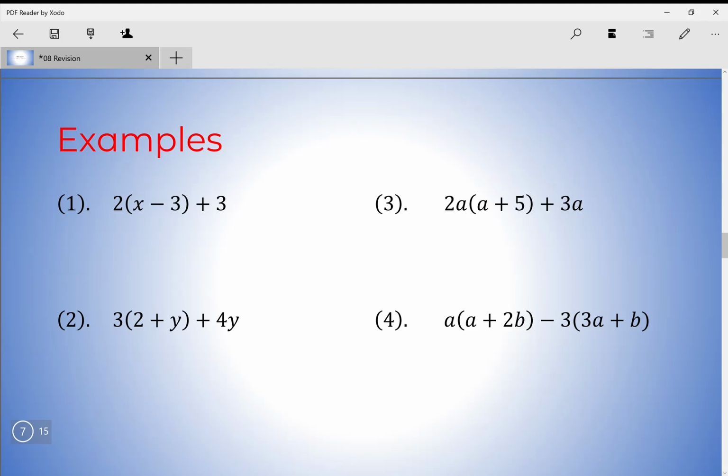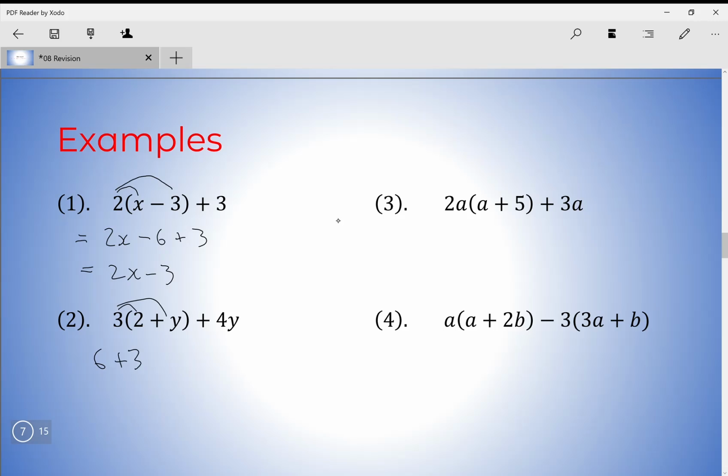Now, some examples of expanding brackets. Remember, when we're expanding brackets, we take what's in front of the brackets and we just multiply it in to both terms inside the brackets. So here we have 2 times x, 2 times minus 3 is minus 6, and we have this 3 just hanging out on the end here. So we simplify it, minus 3 plus 3 is minus 3. And that's our answer.